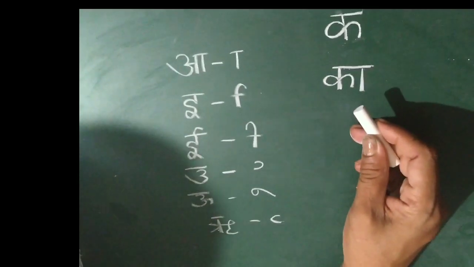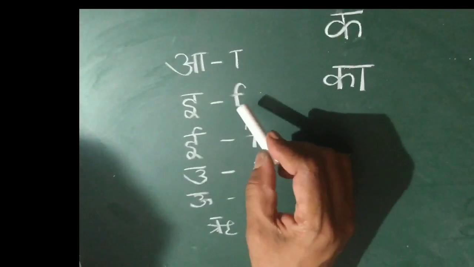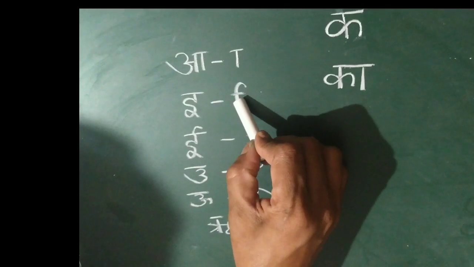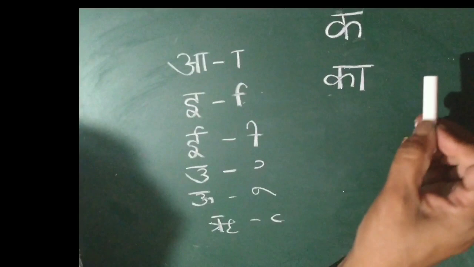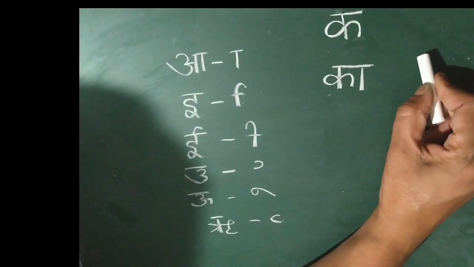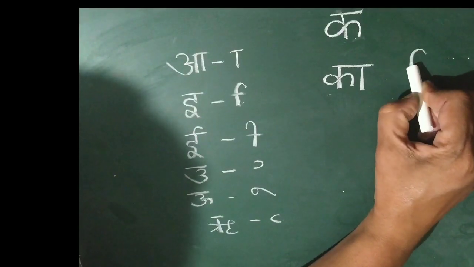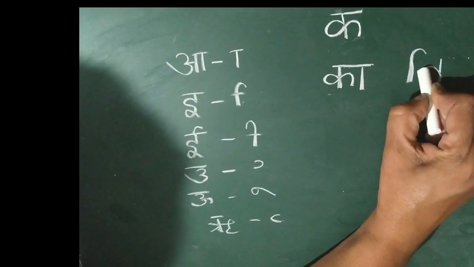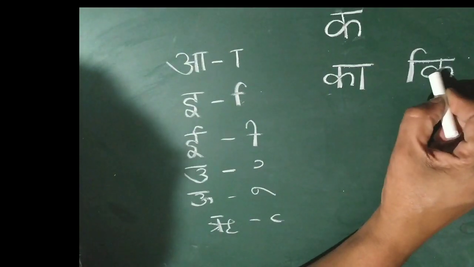See next. I want to write ki. Then what should I do? I already told you, this is the symbol of E. This symbol comes before the letter. So how to write ki? First write the symbol E, then write ka. Now read it. How to read it?